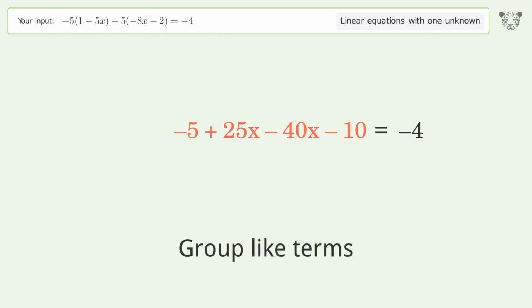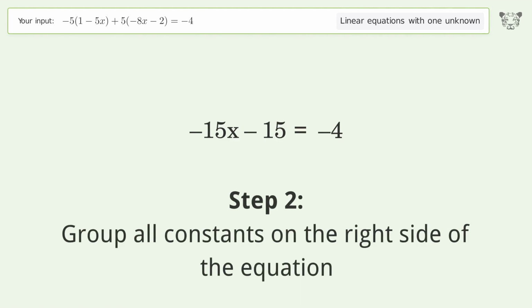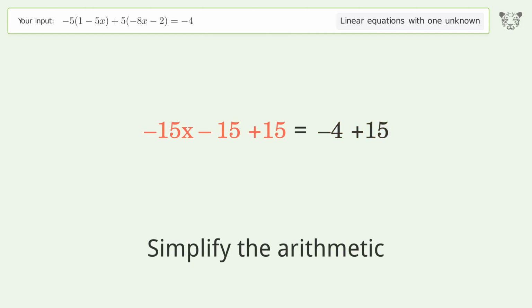Group like terms. Combine like terms. Group all constants on the right side of the equation. Add 15 to both sides. Simplify the arithmetic.